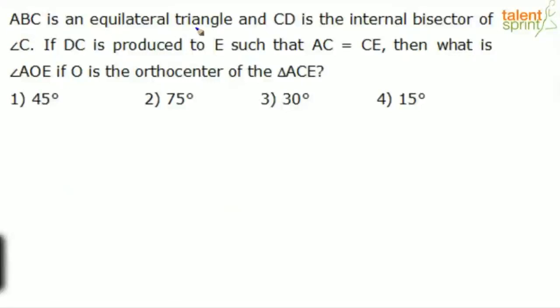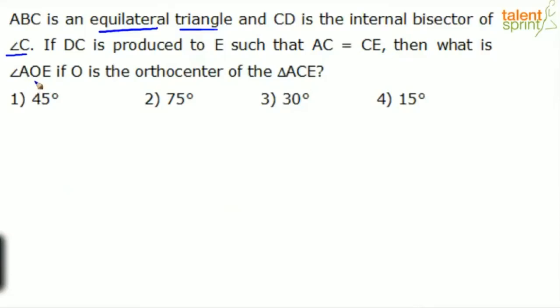ABC is an equilateral triangle and CD is the internal bisector of angle C. Now, the moment you read equilateral triangle, you know that all the three angles are equal and it is equal to 60 degrees. CD is the internal bisector of angle C. So CD is basically the angular bisector. Angular bisector, you know, will divide the angle into two equal halves, right? So angle C is 60 degrees because it is an equilateral triangle, and by bisecting it, we'll get 30 degrees in each part, right?